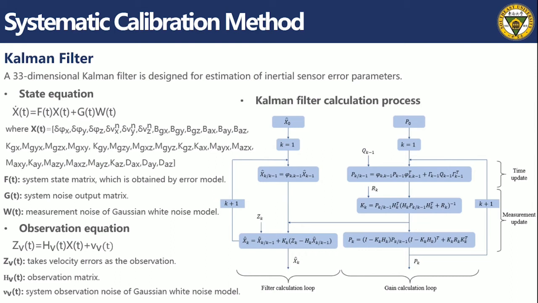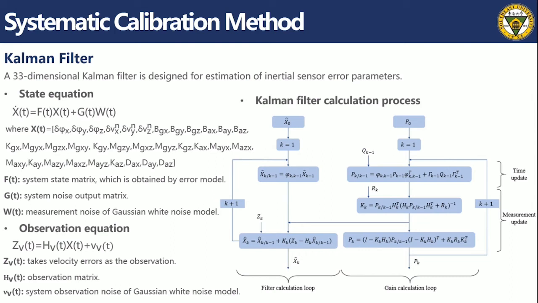The first formula is state equation of Kalman filter, where X is the state quantity, including attitude errors, speed errors, besides bias, scale factor errors, and misalignments of both gyros and accelerometers, and quadratic errors of accelerometers are also included. F is system state matrix, which is obtained by error model introduced in previous section. G is system noise output matrix. W is measurement noise of Gaussian white noise model.